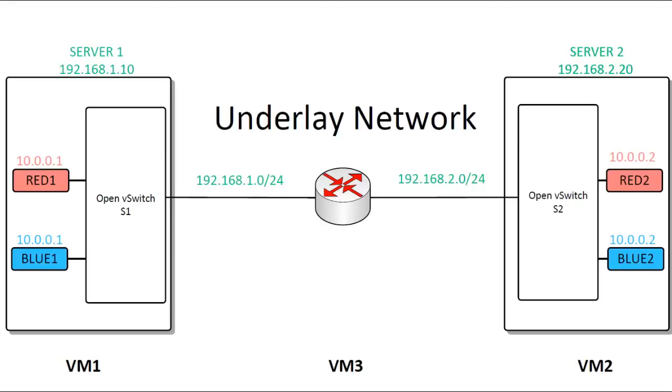Server 1 and Server 2 are hosting 2 tenants. There is a red tenant and a blue tenant. The red tenant has VMs Red 1 and Red 2. Red 1 is using IP 10.0.0.1. Red 2 is using 10.0.0.2. Then we have the blue tenant with VMs Blue 1 and Blue 2. This tenant is also using IP addresses 10.0.0.1 and .2. These tenants are even using overlapping MAC addresses between them.